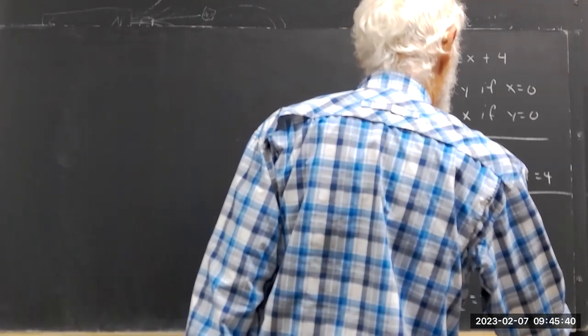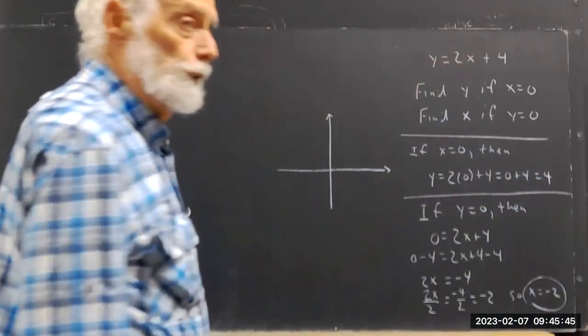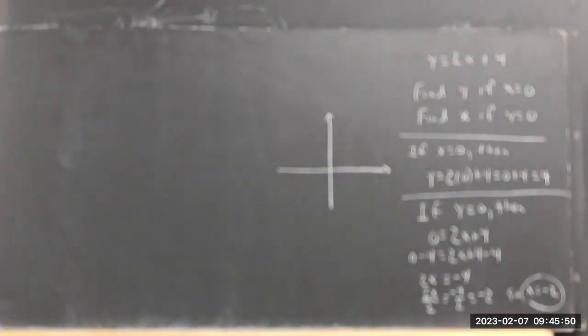So x equals negative 2. Now, sketch me a graph, just hand sketch a quick graph.